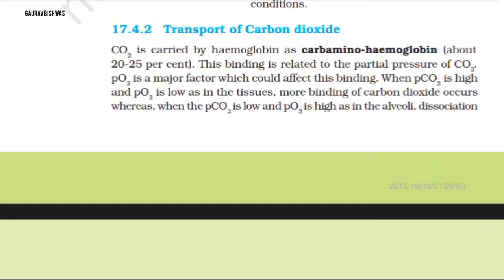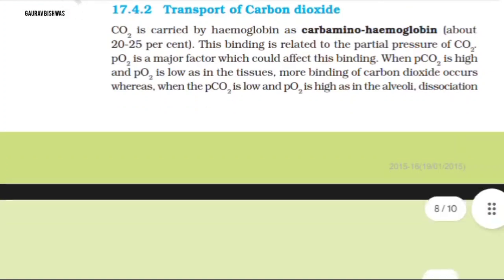17.4.2 Transport of carbon dioxide. Carbon dioxide is carried by hemoglobin as carbaminohemoglobin, about 20 to 25%. This binding is related to the partial pressure of carbon dioxide, pCO2, the major factor that could affect the binding. When partial pressure of carbon dioxide is high and partial pressure of oxygen is low, as in the tissue, more binding of carbon dioxide occurs, whereas when the partial pressure of carbon dioxide is low and the partial pressure of oxygen is high, as in the alveoli, dissociation occurs.